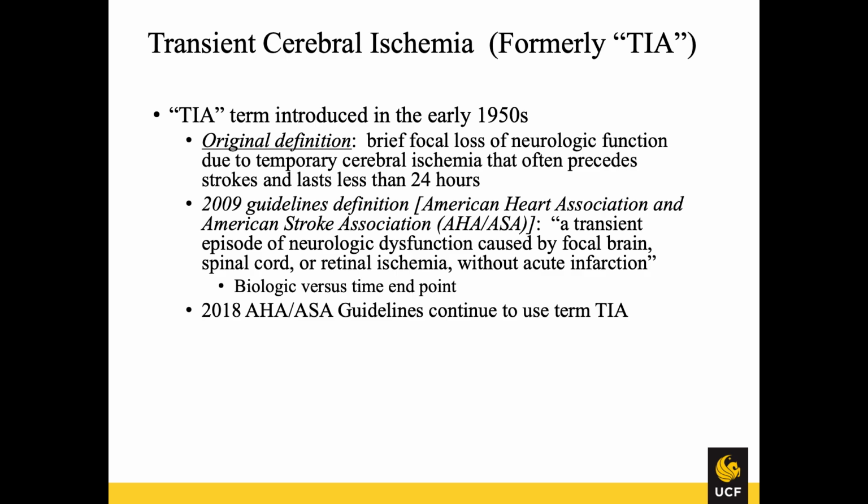So in 2009, the American Heart Association and the American Stroke Association updated their definition of transient cerebral ischemia, and I'm going to introduce you to some more terms on this in just a few minutes. But that basically said that it was a transient episode of neurologic dysfunction caused by focal brain, spinal cord, or retinal ischemia without acute infarction. So people often think of TIA, or even stroke, as being just a brain ischemia, but it can be retinal as well.